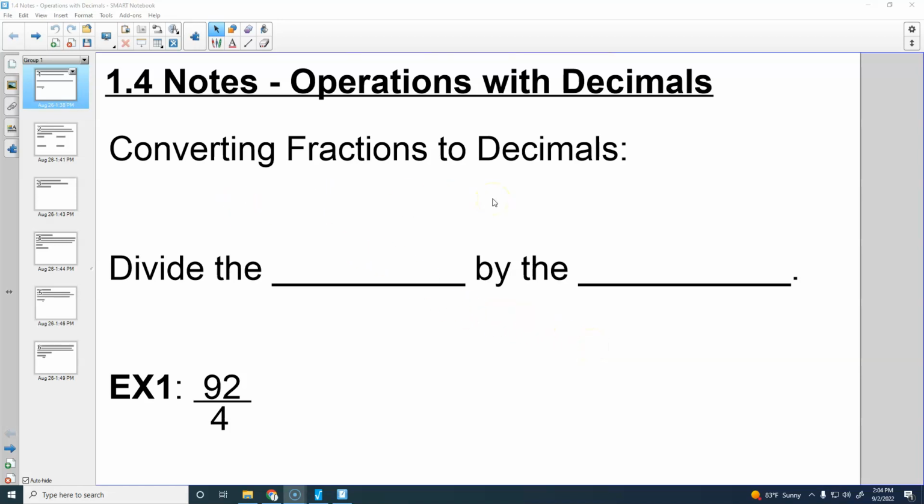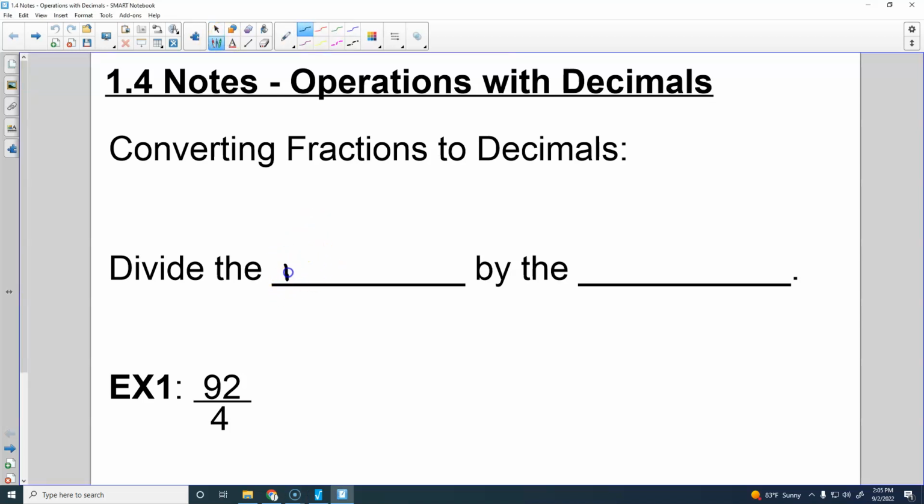So, converting fractions to decimals is where we're going to start. If I have a fraction, how do I turn it to a decimal? To convert fractions to decimals, we are going to divide the numerator by the denominator.